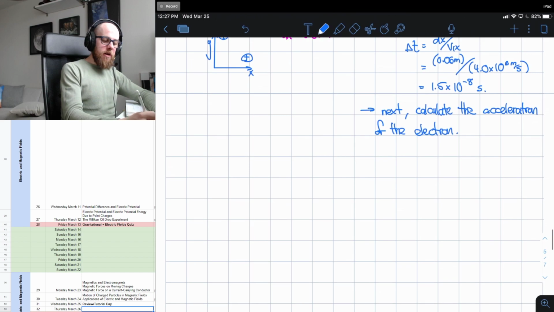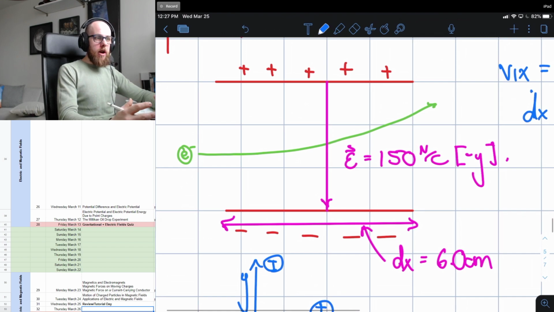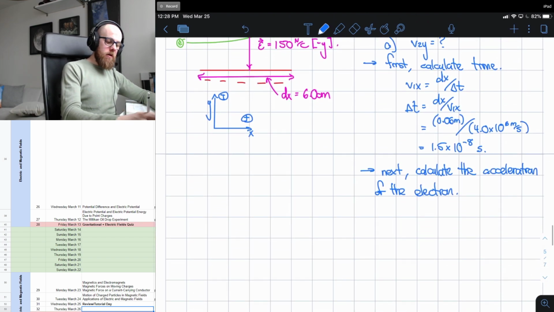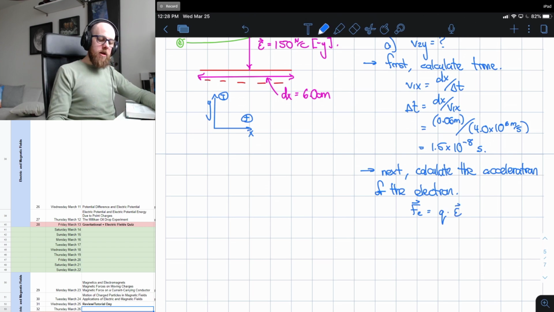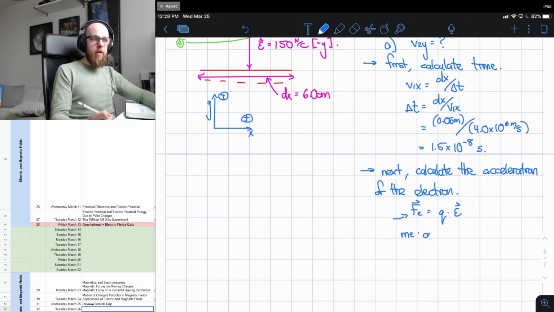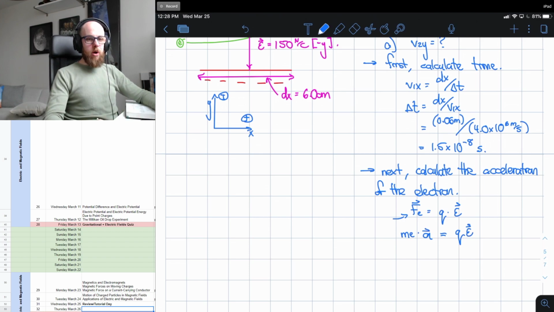Now to do this, it's kind of a two-part question. Because the electron is within an electric field, we know what the electric field strength is and we know what direction it points in. We can actually figure out the force on the electron within the electric field. So the force exerted on the electron is equal to Q times the electric field. But we also know that force is equal to the mass of the electron times the acceleration that it experiences. And so this allows us to figure out what the acceleration of the electron will be.